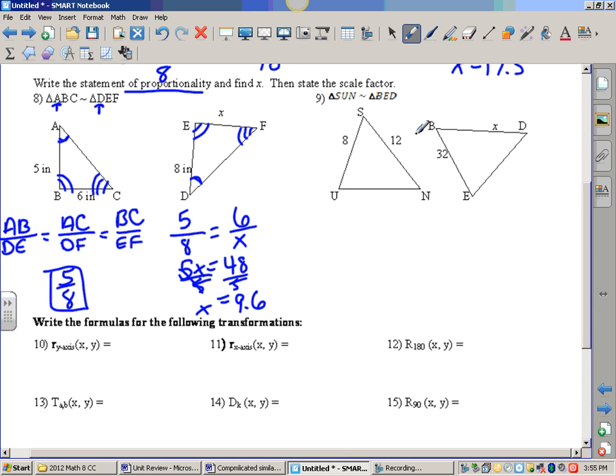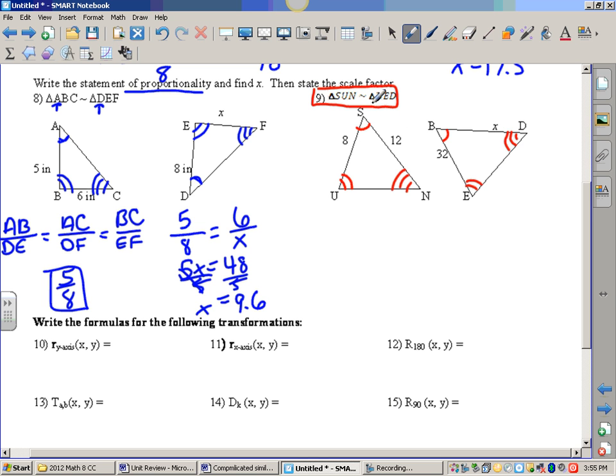This one here is even harder to tell what angle corresponds to what angle and what side corresponds to what side. So you've got to pay attention to this right here. This is my proof that my triangles are similar. You can't just assume it. They're telling you that S corresponds to B, U corresponds to E, and N corresponds to D. So what happened is that I rotated it up counterclockwise. Angle N was down at the bottom and now it's up at the top. I just rotated it up.